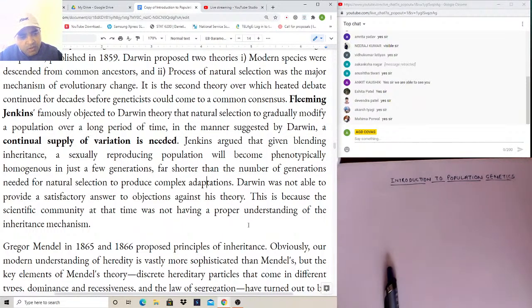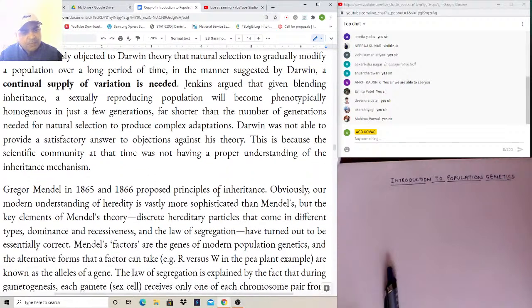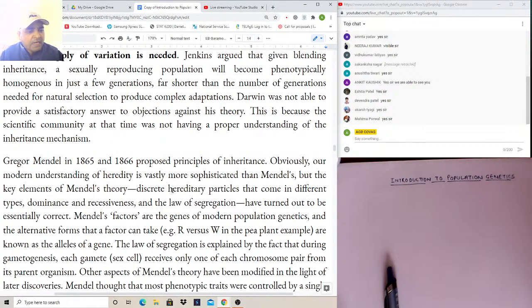So this is because the scientific community at that time did not have a proper understanding of the inheritance mechanism. Okay, that is, people did not know how the inheritance mechanism worked. Now, it was Gregor Mendel who in 1865 and 1866 proposed the principles of inheritance. Okay, you know these things, that Gregor John Mendel is the father of genetics, who proposed the principles of inheritance.